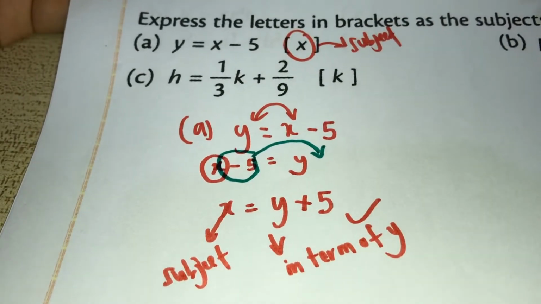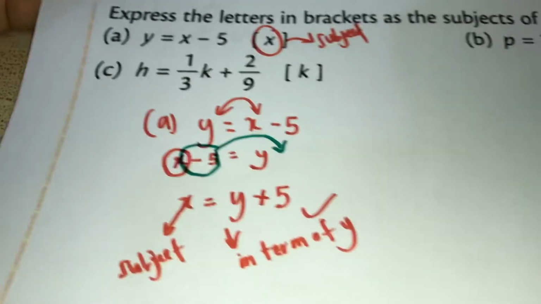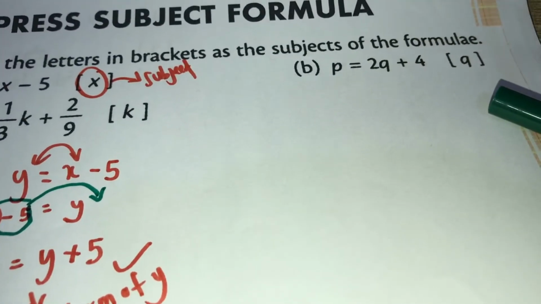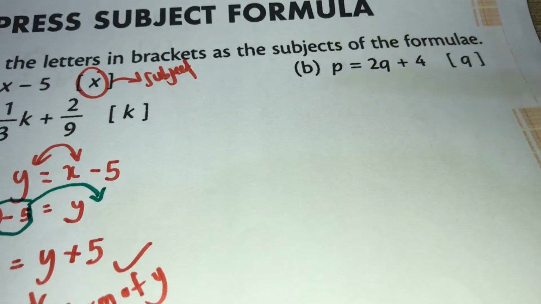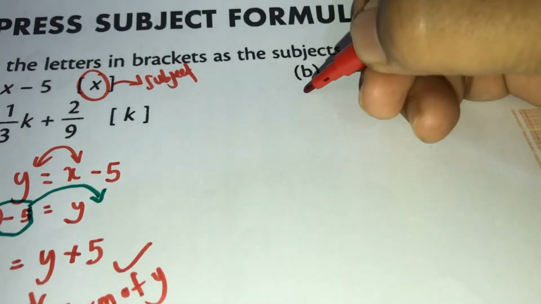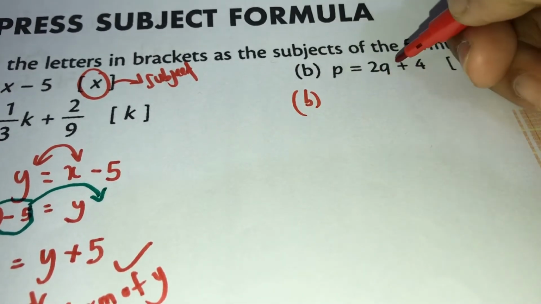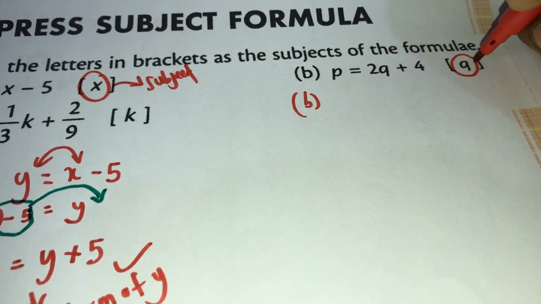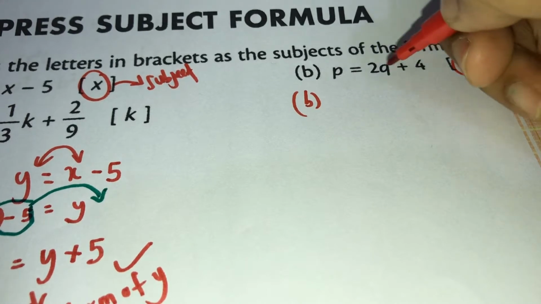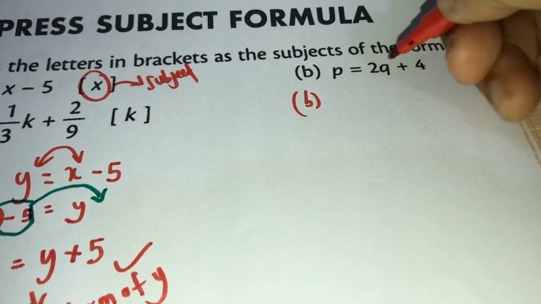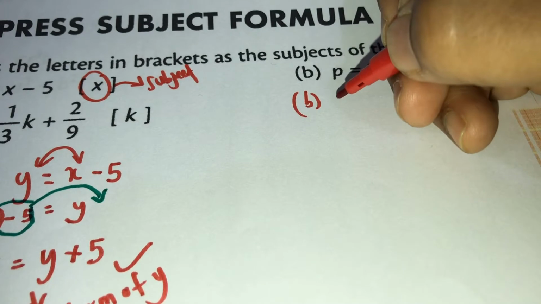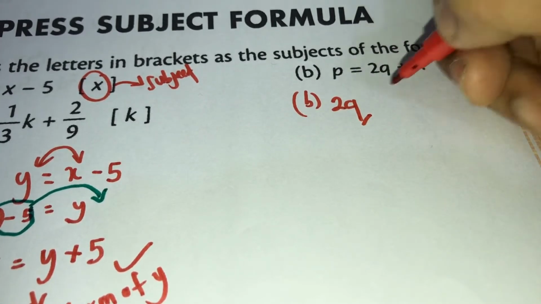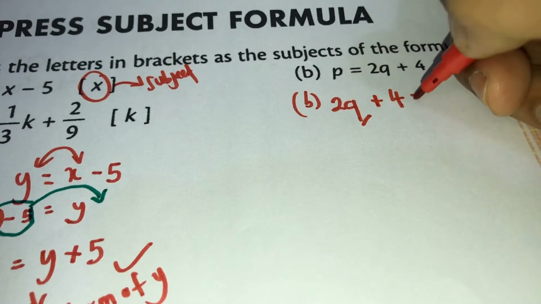Now question B. In the bracket is Q, so Q is the subject of formula. Now I solve question B. First step, because the question wants Q as the subject, you must change place. Put this at the left and P at the right, because the subject must always be at the left. Copy back: 2Q plus 4 equal to P.